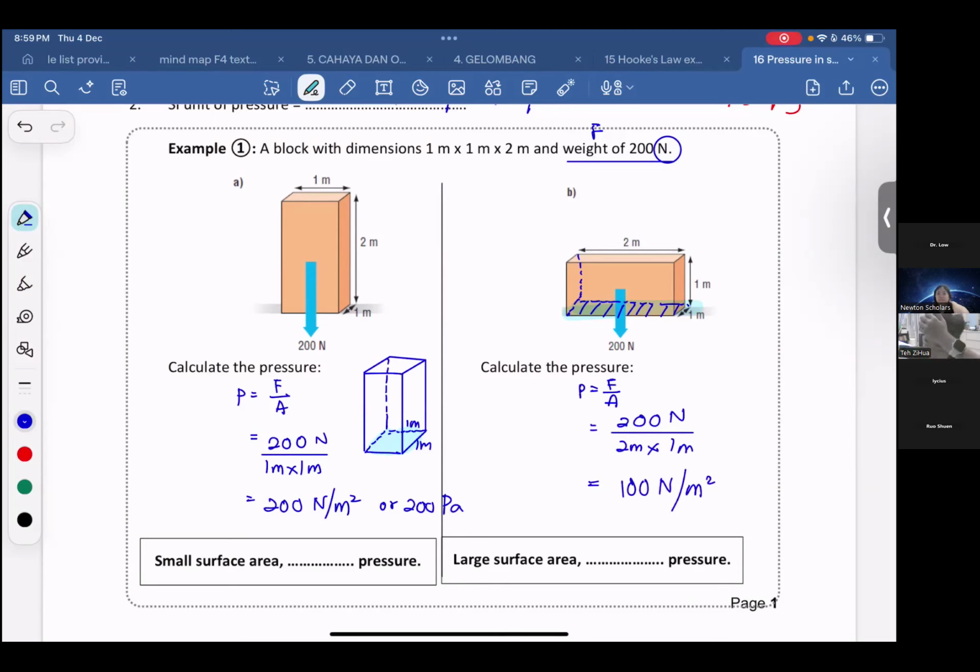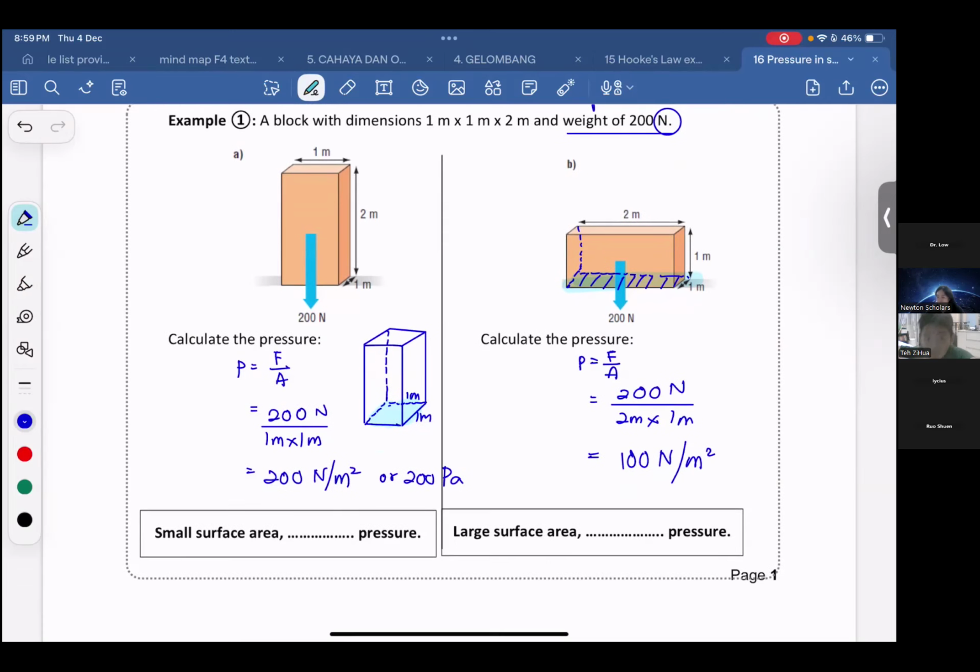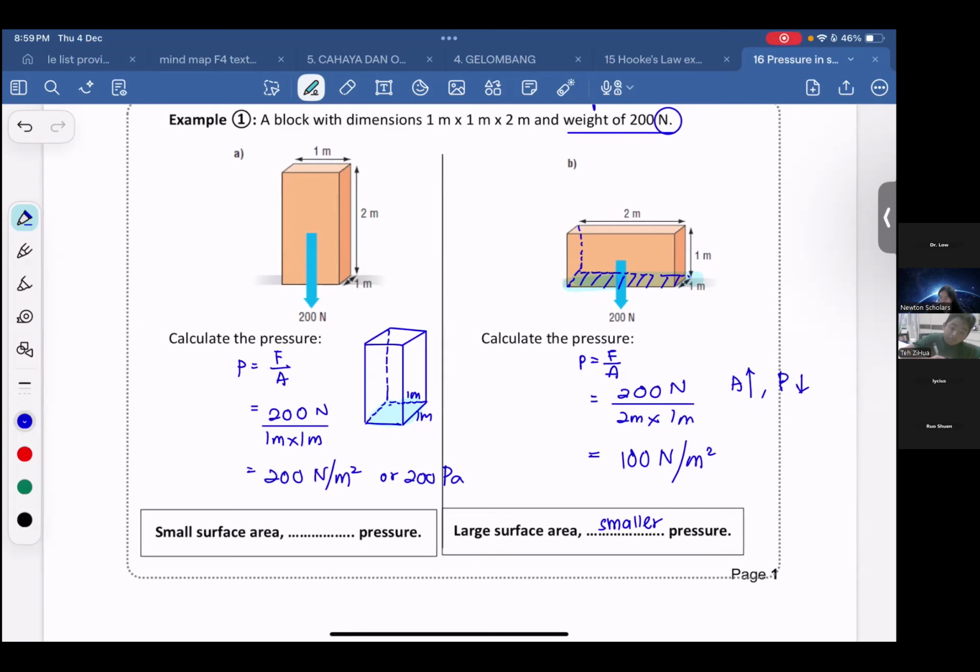Let me check. Emily, correct. Zihua, correct. Okay, so dear, can you see that? This one, your area actually is increased. Your pressure compared to just now is decreased. The larger the area, the smaller the pressure. The smaller the surface area, the larger the pressure.